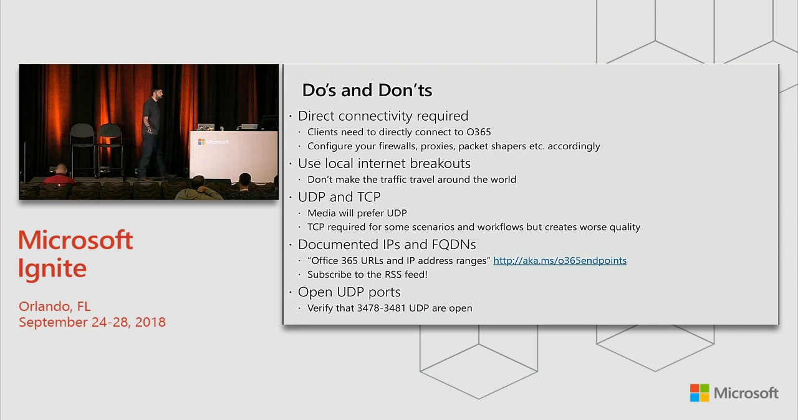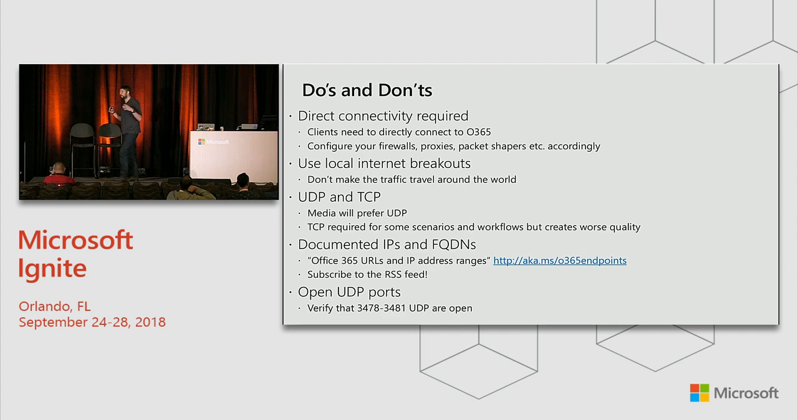TCP might be required for whatever reason you have in your company. Try to get exceptions, because it will make it worse. We do have the Office 365 URLs and IP ranges. We try not to change them, but there will be updates. Right now, the whole internet is moving into IPv6. This has implications. When I talk about changes, the changes that we're making are usually reducing the IP ranges.